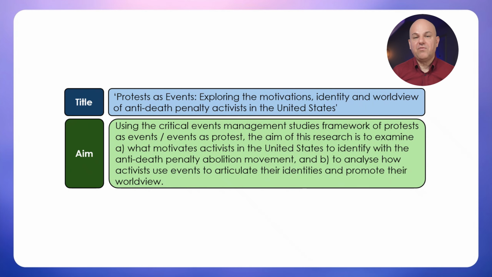This final example of poor practice explicitly identifies 2 aims when there should be only 1. To examine what motivates activists in the United States to identify with the anti-death penalty abolition movement, and to analyze how activists use events to articulate their identities and promote their worldview. As a consequence of including 2 aims, it is also way too long. Now let's look at 2 examples of dissertations that did not make this mistake.